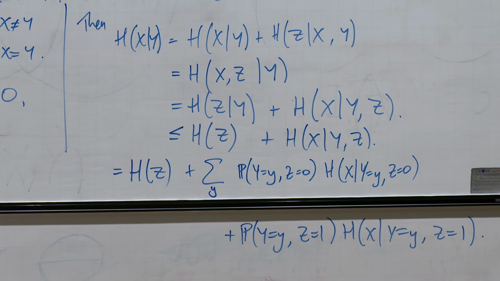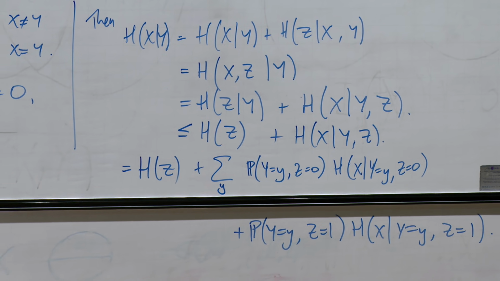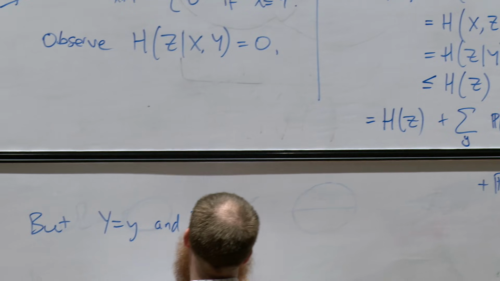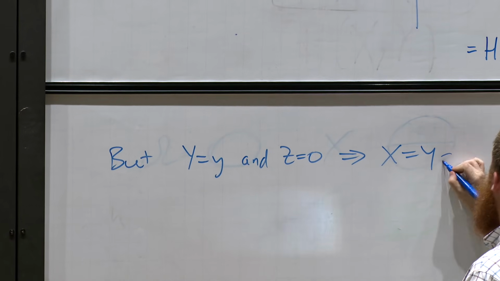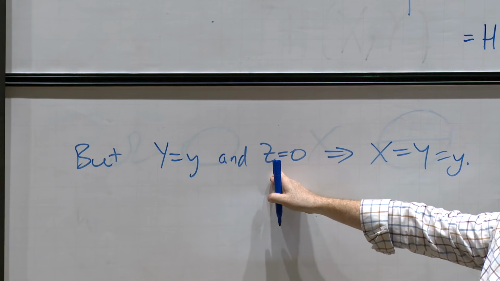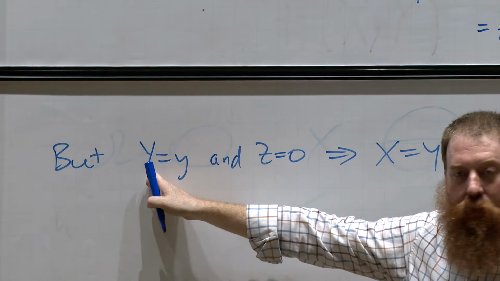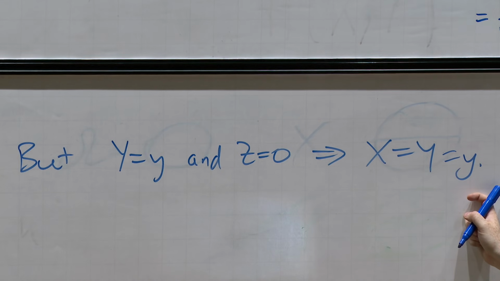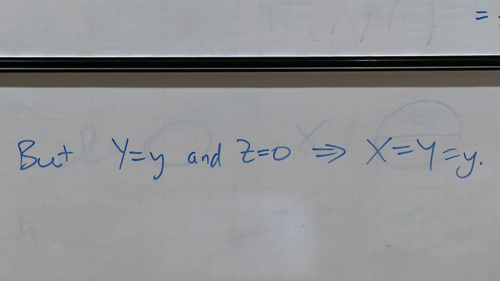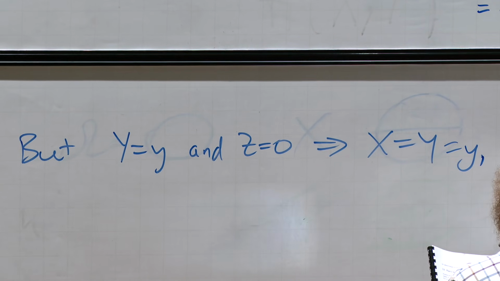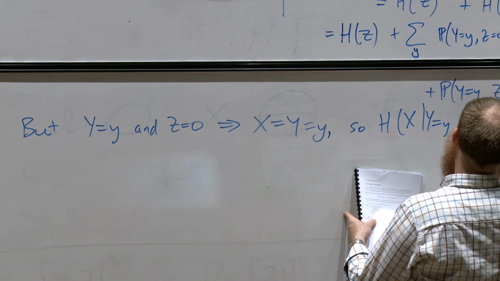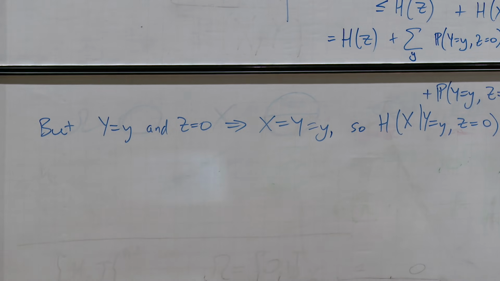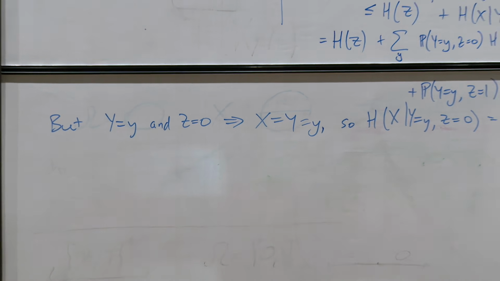But if I know that y equals y and z equals 0, that implies x equals y equals y. If z's 0, then x and y are the same. I know the value of y, so now I know the value of x. Easy enough. So the entropy of x given y equals y and z equals 0 is 0. No entropy there.